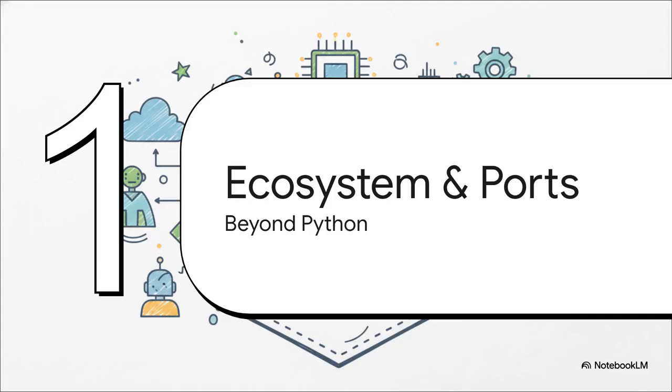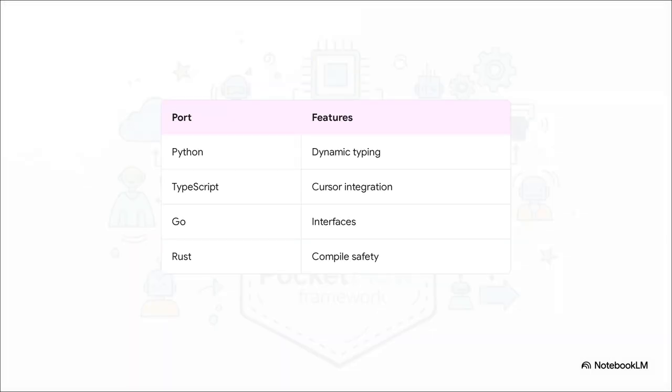Section 5. Ecosystem and language ports, beyond Python. Because Pocketflow is built on universal logical abstractions rather than heavy language-specific utility wrappers, it maps beautifully to other paradigms. We've talked about Python, but check out the TypeScript port. It brings vital type safety and is seeing huge adoption for web-based AI assistance. Over in Go, engineers are using functional interfaces for safe context propagation. And for high-performance systems requiring absolute guarantees, there's a highly robust Rust implementation.